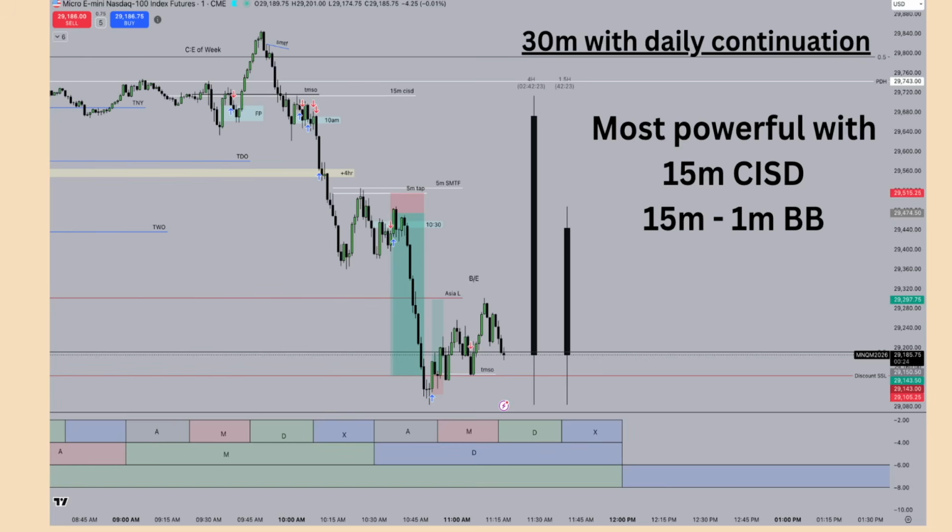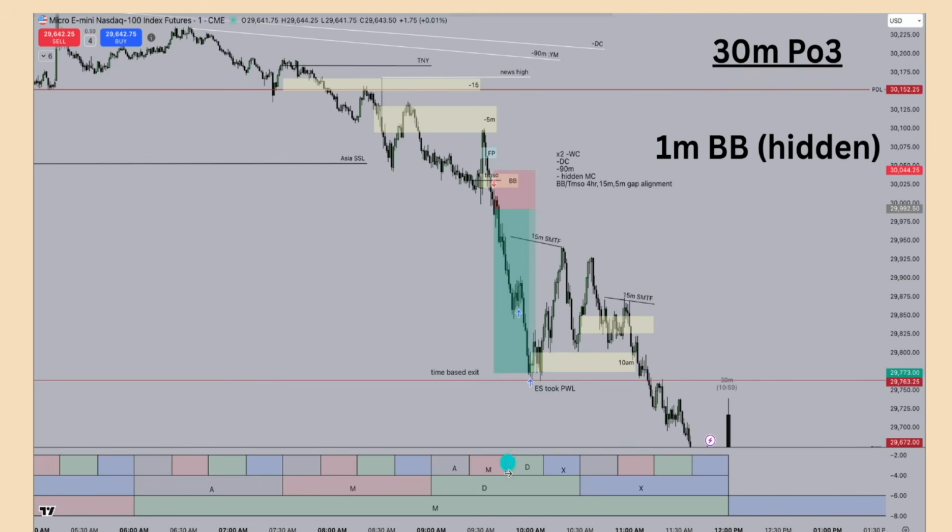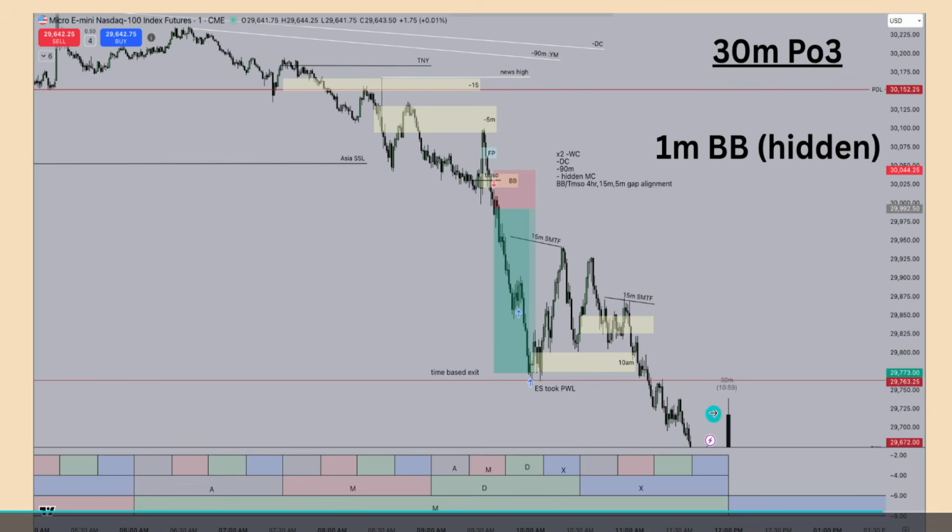I will say this one time only. 15-minute CISD. If you get this in the day, in the open, and a breaker block, it is going to dump. Price is going to dump. It is most likely aligned to have an early distribution like today, like this day. We have an early distribution, then it continues for the rest of the day.